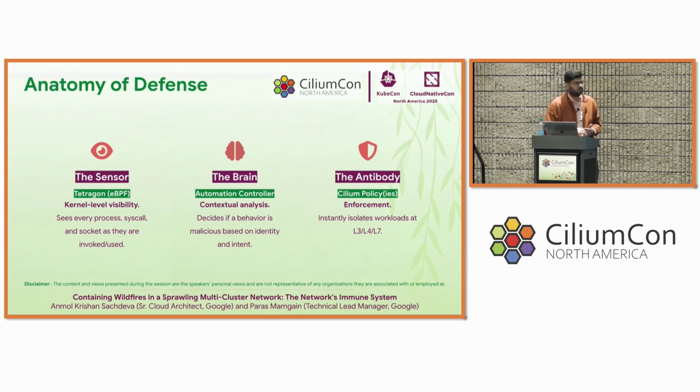So here we will be covering the anatomy of defense. We have three pillars that we have to cover. The first one is around the sensory system. The other is the controller system, which is the middle tier. And then we have the antibody system.